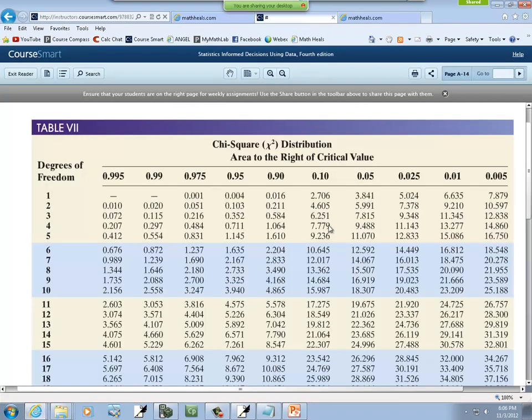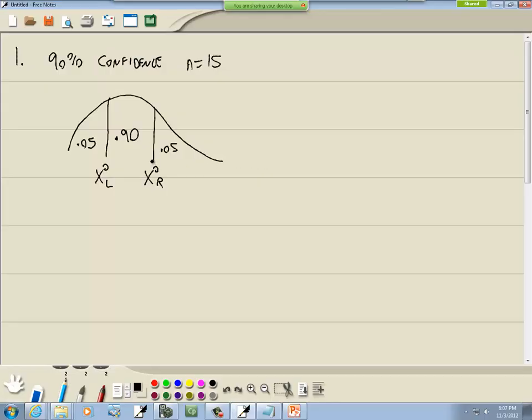Okay, now our chi-square distribution table. Notice it says area to the right of the critical value. So unlike before, with chi-square we look to the right. So I'm going to find my right chi-square first. So I'm looking at this one right here. The area to the right of that is 0.05.